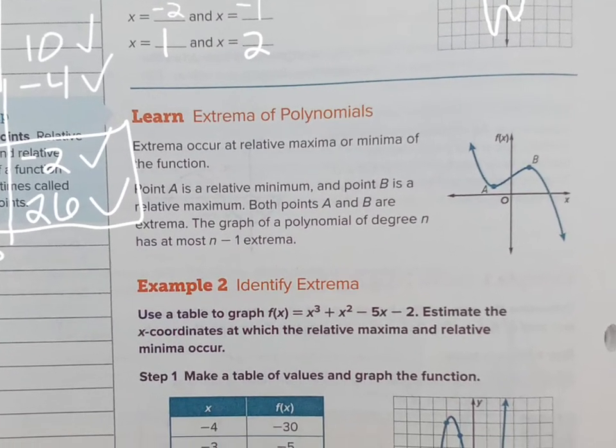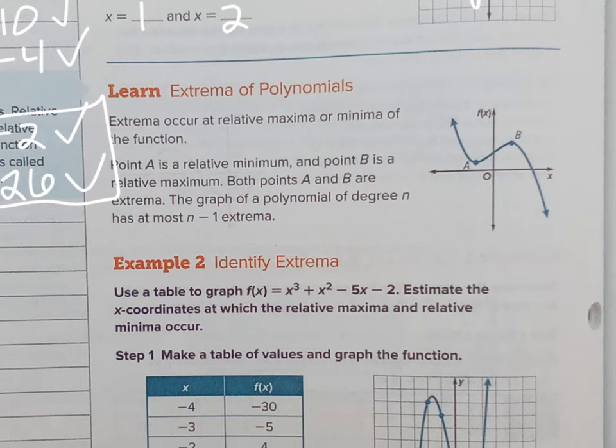All right, so the next thing we're looking at is extrema. Well, again, we've done this before. Extrema occur at relative maxima or relative minimum of a function. So point A is a relative minimum because it's like the valley. It comes down, it goes back up. And B is a relative maximum because it goes up and then comes back down. There's no absolute in here if you remember your terms, just a relative minimum and a relative maximum. Both points A and B are called extrema.